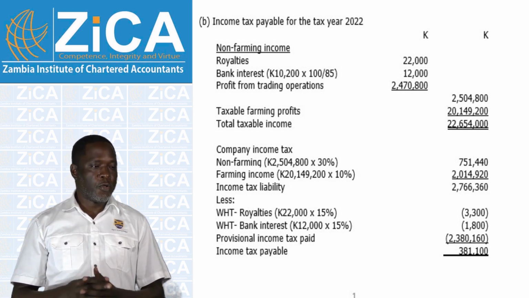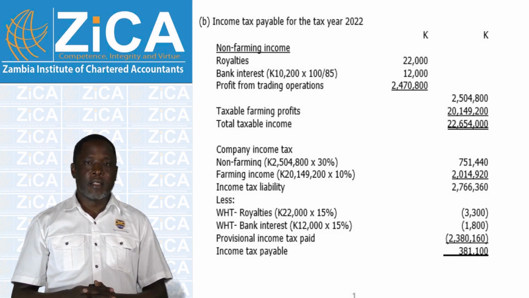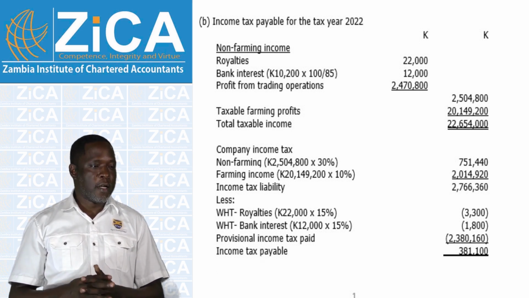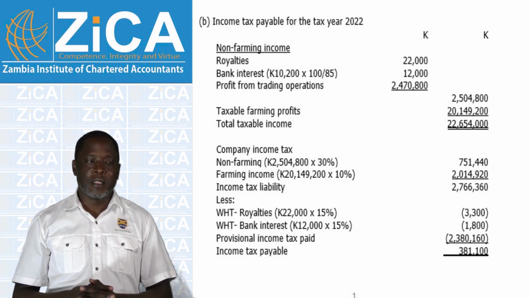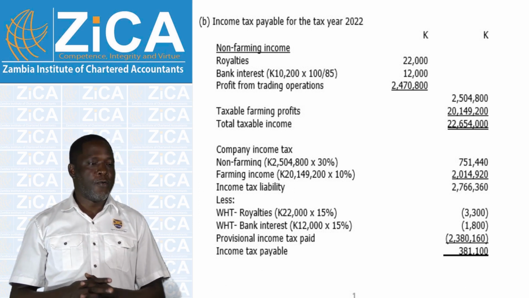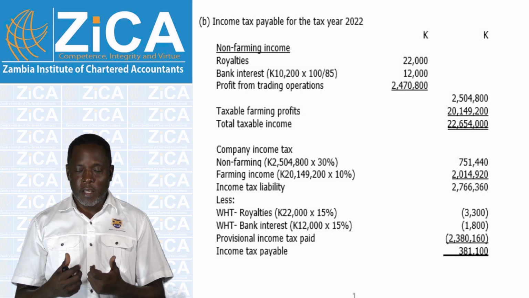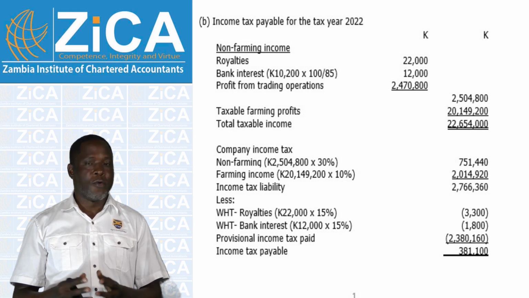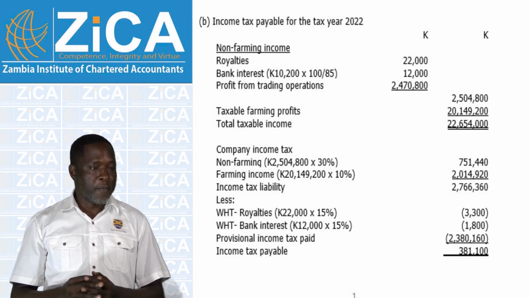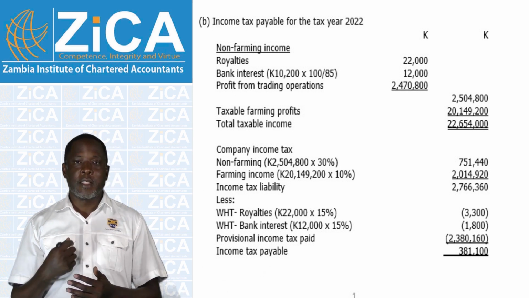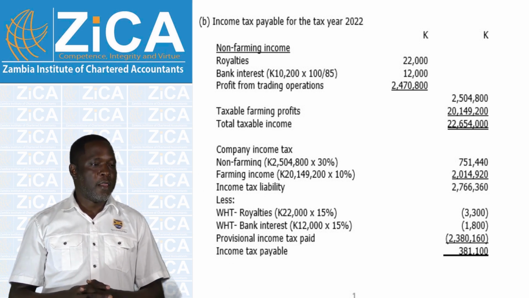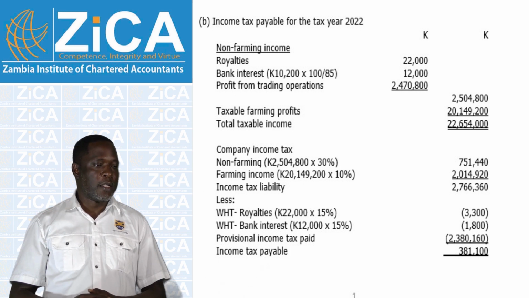Then also the bank interest, the withholding tax deducted at source was 15%. The gross bank interest was 12,000. You charge the withholding tax at 15%, and that gives you 18. So you can note there that when it comes to lessing the tax which has already been deducted at source, we don't include withholding tax on the dividends, because dividends in the first place, we never brought them into the company income tax computation because they suffer a withholding tax which is final. That's why they won't appear anywhere in the company income tax computation.